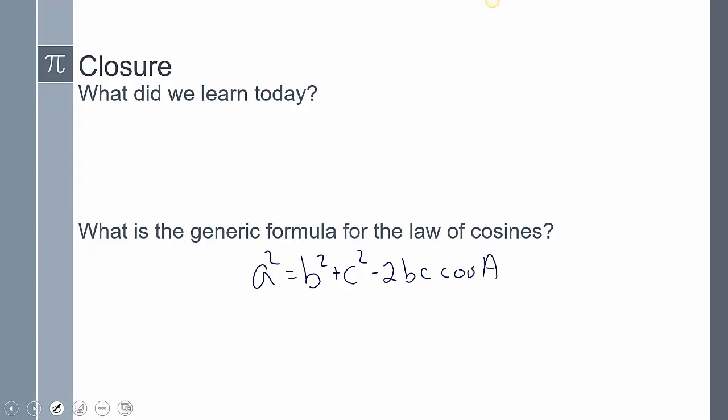And if you wanted to find b, or if you wanted to find c, you just need to swap it. So if I wanted to find c, I'm just going to swap all the a's and c's. So I get c squared equals b squared plus a squared minus 2ba cosine c. There's an easy way to memorize it.